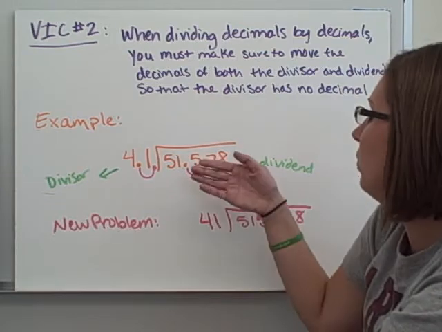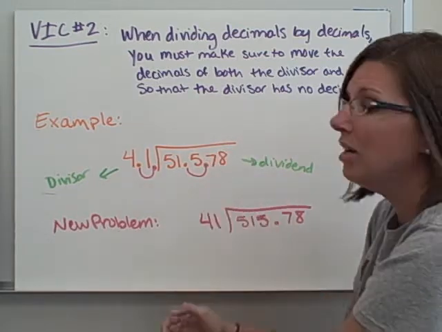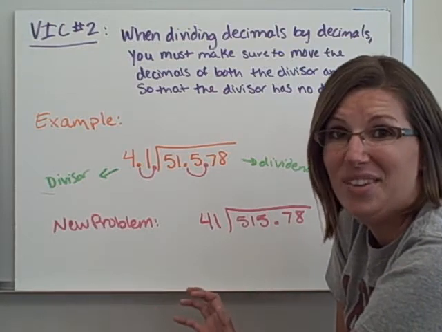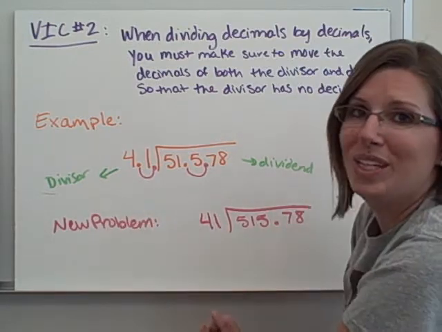The dividend is what's being divided. The divisor is what we're dividing the dividend by. I know it's kind of complicated, but here it is visually.